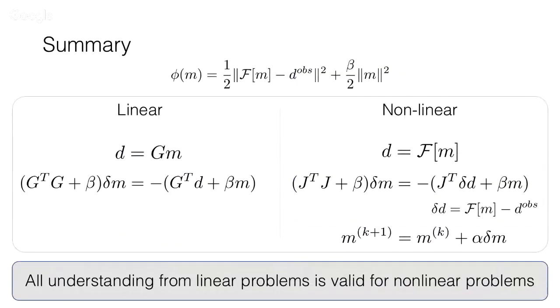So just to summarize, we've got this system here. Here is our linear system, and here's our nonlinear system. They're basically identical, except in here we're going to iterate and solve for delta m. But that does mean that all of the intuition, all of the understanding that we had from the linear problem is completely valid here.